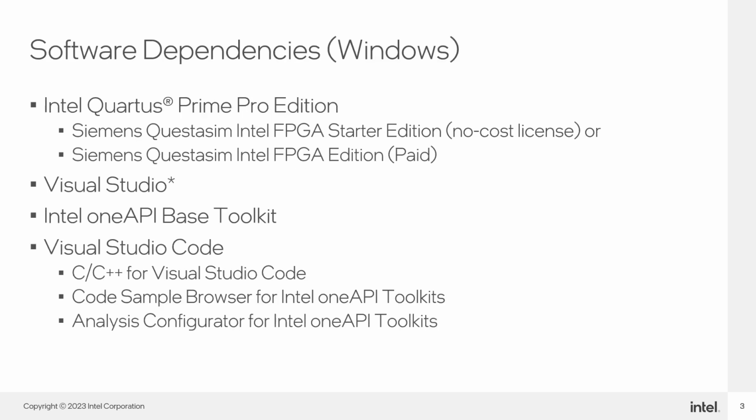Here are a list of the software dependencies to install the Intel oneAPI compiler on Windows. First, you should install Intel Quartus Prime Pro Edition, as well as related Siemens Questasim Intel FPGA Edition or Siemens Questasim Intel FPGA Starter Edition simulator software. This is usually included with your Intel Quartus Prime Pro download. Next, you'll need to install Visual Studio version 2017 or later. You can use the Community Edition, or you can use Professional or Ultimate. Next, you'll need to install the Intel oneAPI Base Toolkit. Finally, you can install Visual Studio Code and configure it with a few useful extensions.